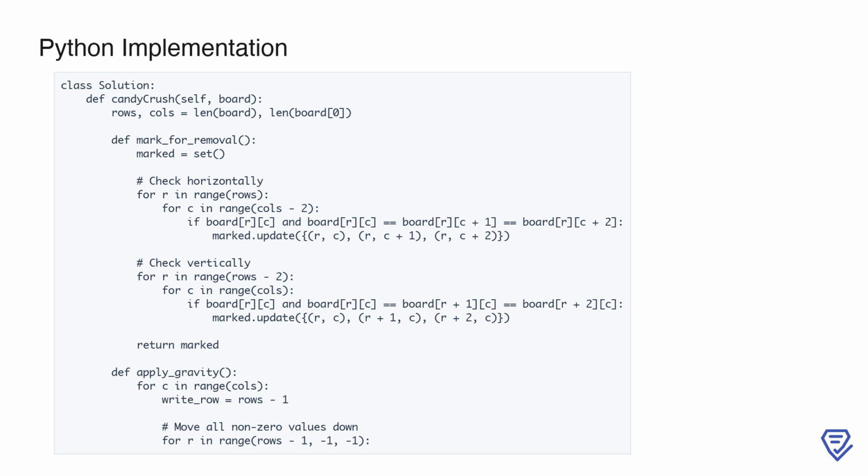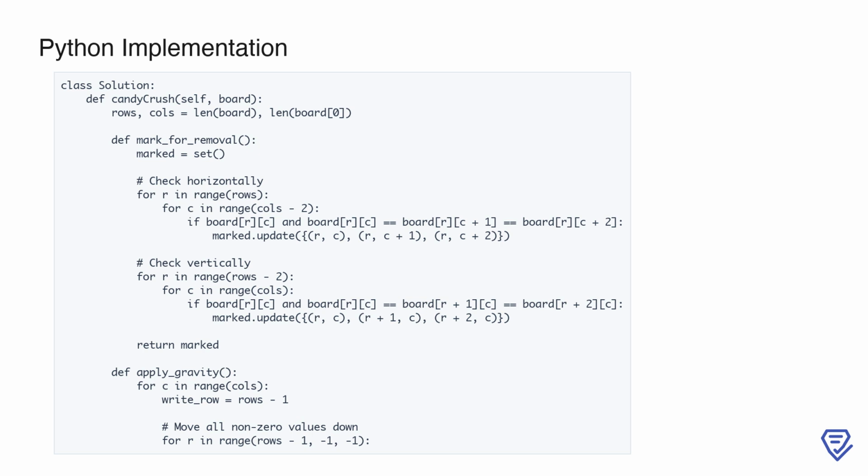Next, we define a helper function called mark_for_removal. This function identifies candies that need to be crushed based on whether 3 or more identical candies are aligned horizontally or vertically. To check horizontally, we loop through each row and examine groups of 3 consecutive columns. If all 3 values are the same and non-zero, we add their coordinates to a marked set. Similarly, for vertical checks, we iterate through each column and look at groups of 3 consecutive rows. If we find 3 matching candies vertically, their coordinates are also added to the marked set. The function then returns this marked set containing all the positions of candies that need to be removed.